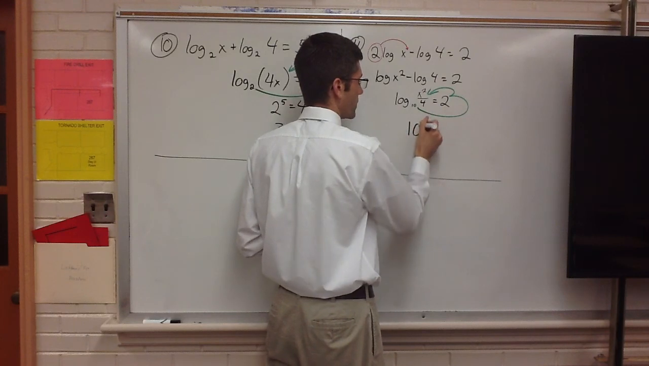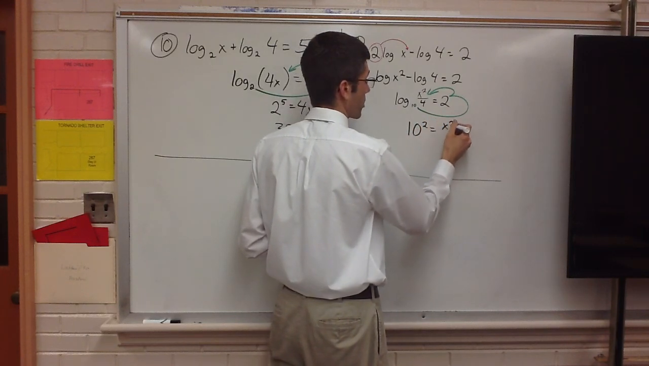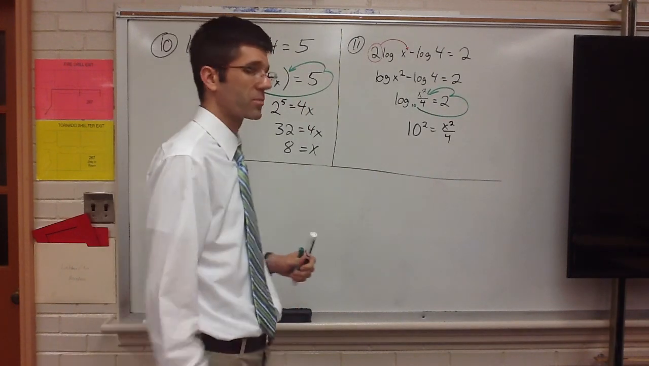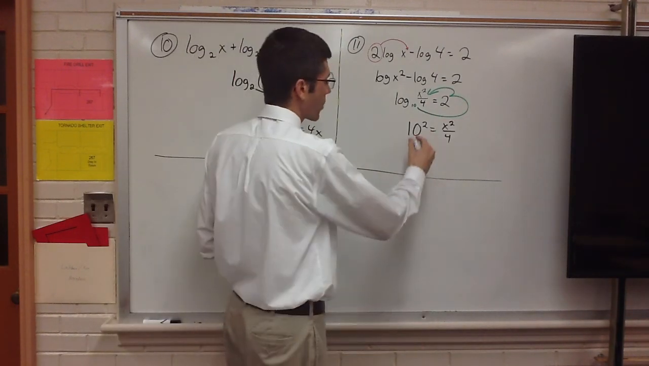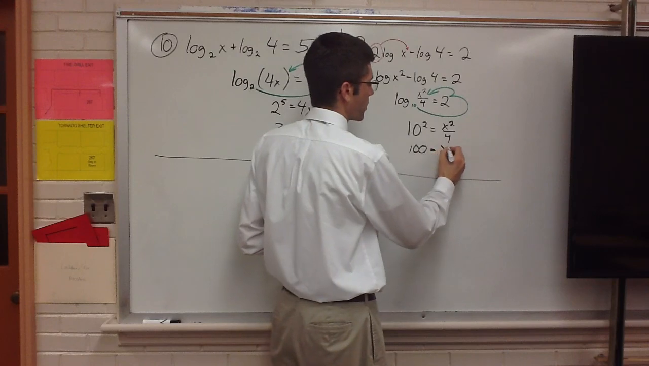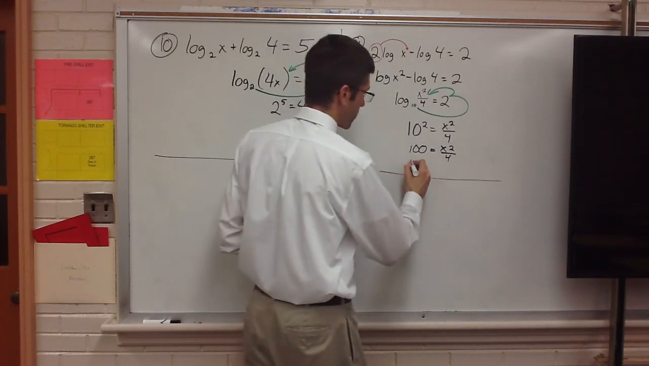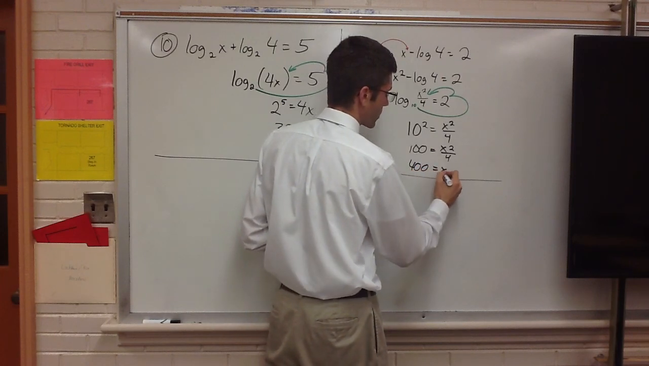10 to the 2nd equals x squared over 4. And we're going to solve it. By the way, you could square root both sides at this point. I'm not going to go there, but you could. 10 squared is 100 equals x squared over 4. We need to get rid of that 4. We will multiply by 4. That gives us 400, and that is equal to x squared.